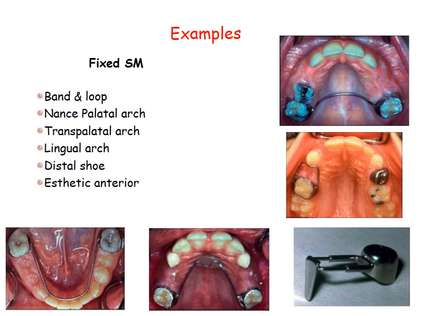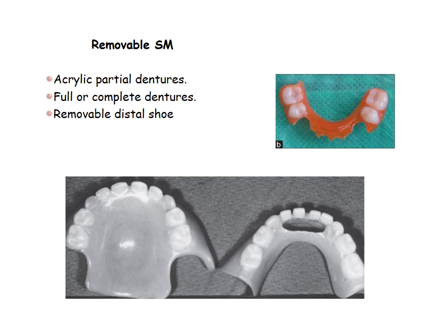Examples of fixed space maintainers are band and loop space maintainers, transpalatal arch, lingual arch space maintainers, distal shoe, and aesthetic anterior space maintainers. The removable space maintainers are acrylic partial dentures, full or complete dentures, and removable distal shoe.